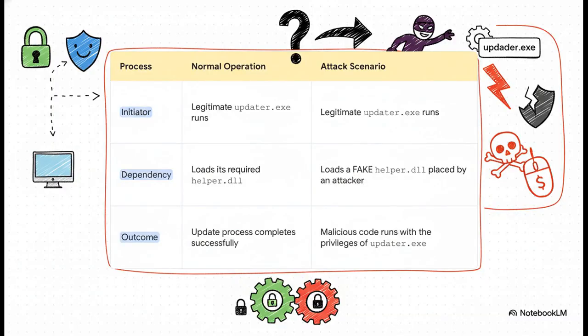And here's the real kicker. That legitimate program, like an updater, is the thing that kicks it all off. But because it loads the fake helper DLL, the attacker's code inherits all the trust and all the permissions of that legitimate updater. It's really the perfect disguise.